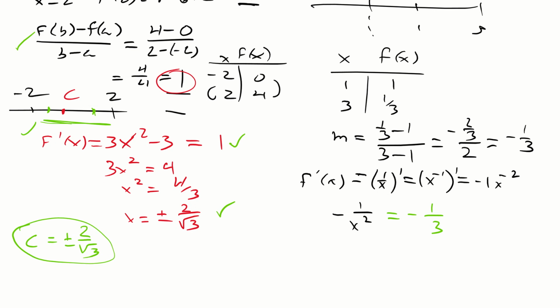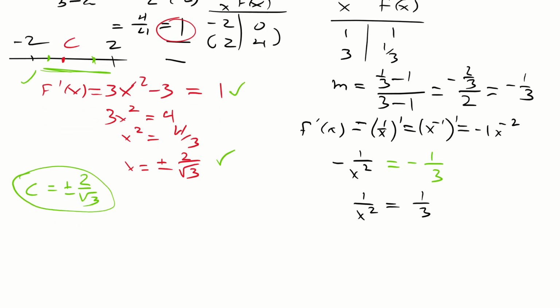Okay, I'm going kind of fast. You see what's happening? I'm going to lop off the negatives. So now I have 1 over x squared is 1 over 3. I'm going to flip them over. X squared is 3. I'm going to square root, x is plus or minus radical 3.